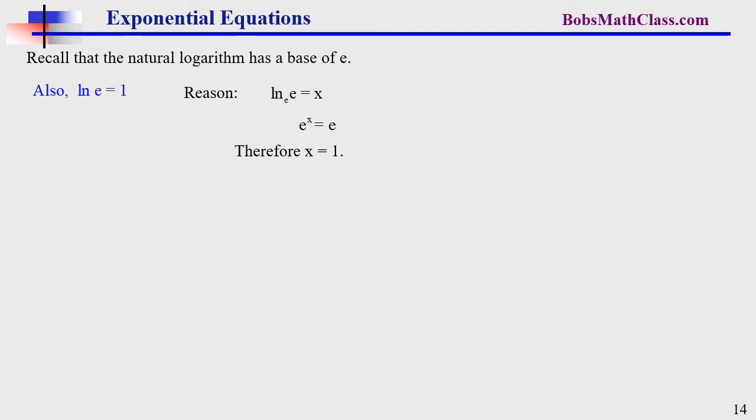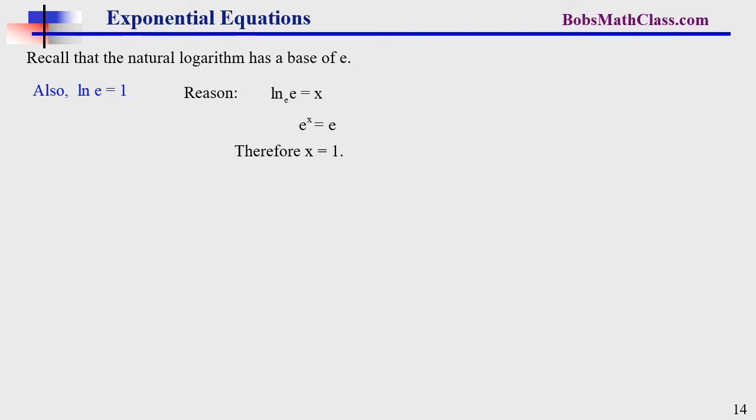Okay, so now we need to talk about the ln. The ln still stands for a logarithm. Log is called a common logarithm. It has a base of 10. Ln is still a logarithm, but its base is different. The base is e. So the ln of e is 1. Just kind of memorize that. Ln of e equals 1.